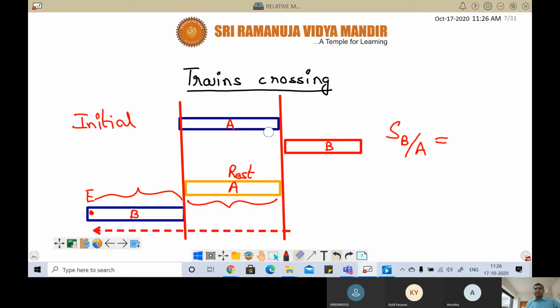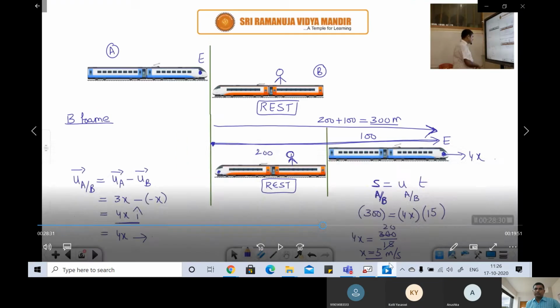This is the initial, this is the final. In fact, please write like this in your formula sheet. This is the initial stage, this is the final stage. Please make it a point in your formula notes. Anyway, let's move to the next one.